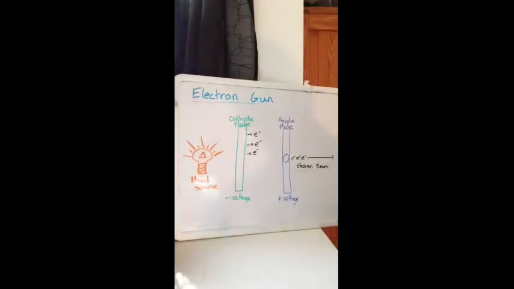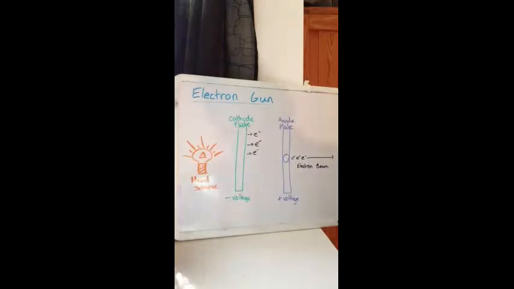Okay, next we're going to go over the CRO components. We're going to start with the electron gun, then we'll move to the deflectors and the fluorescent screen. So first for the electron gun here. The purpose of the electron gun is to create the electron beam.